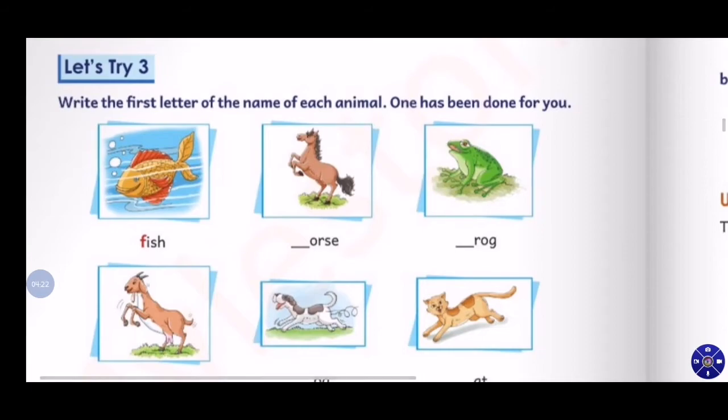Now in next exercise what we have to do, let's try 3. Write the first letter of the name of each animal.